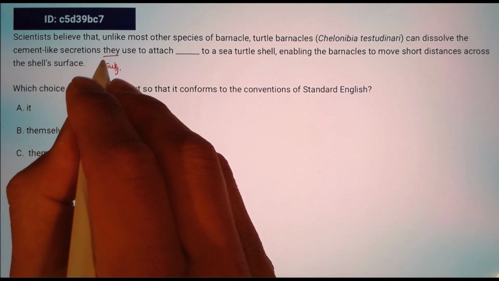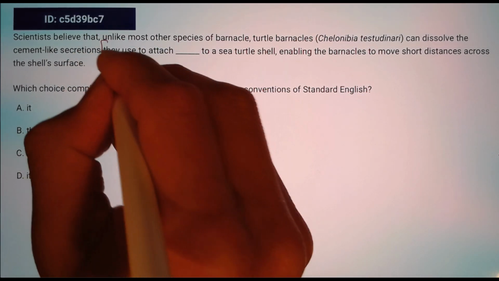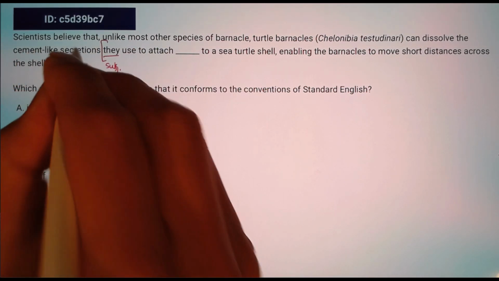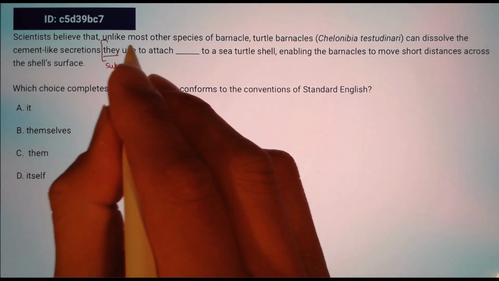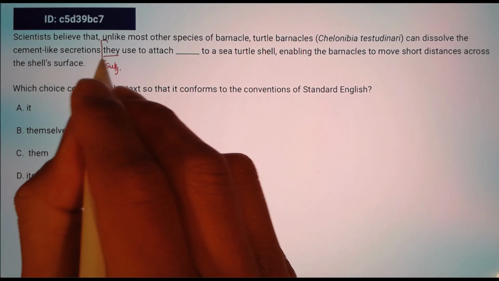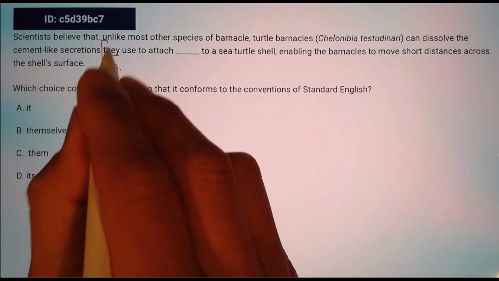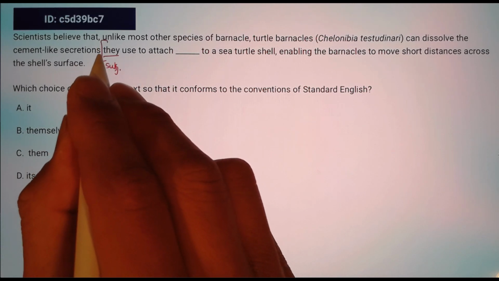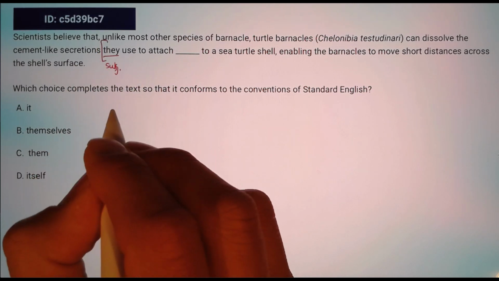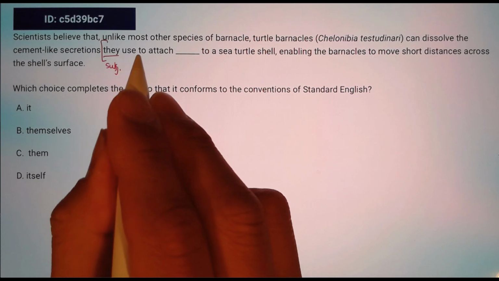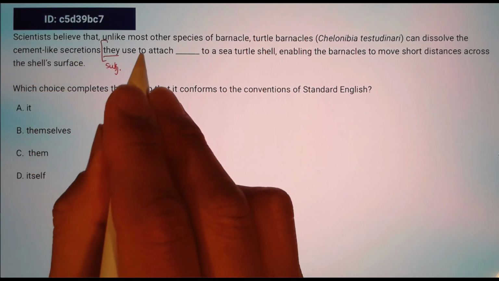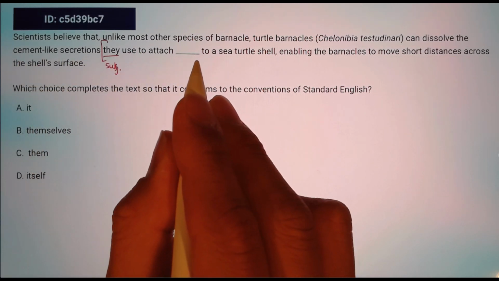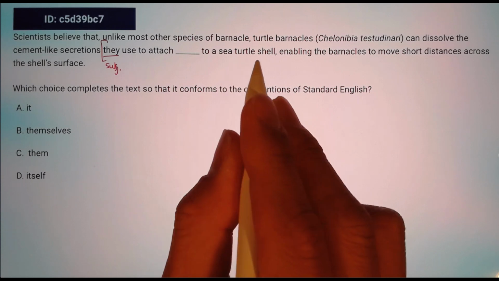in this dependent clause. Why dependent clause? Because they use what? Cement-like secretions. Okay, so how should I say it? It's a relative clause, except the relative pronoun is not shown here. They use cement-like secretion to attach blank to a sea turtle shell.